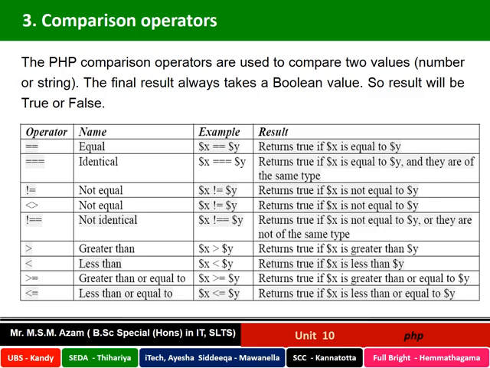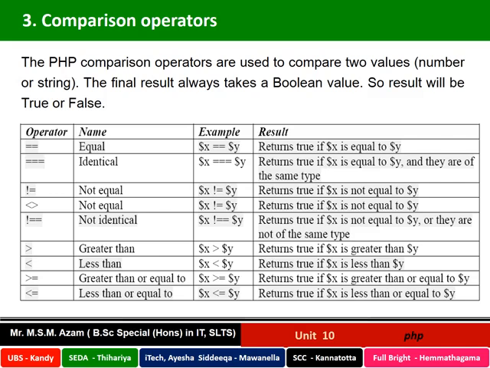This operator is called the not equal operator. For example, I say $x != $y. It returns true if the value of x is not equal to the value of y. Next one, also not equal. We can find this operator in programming languages like Python also. So I say $x <> $y. It also returns true if the value of x is not equal to the value of y.